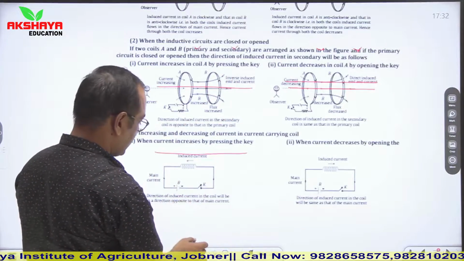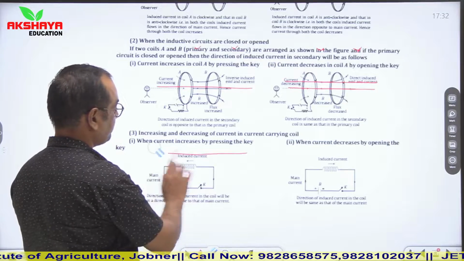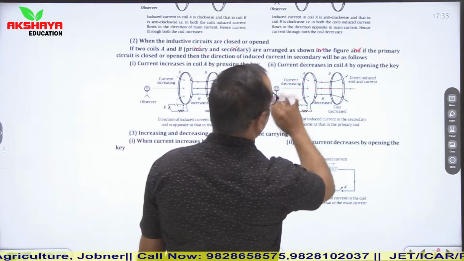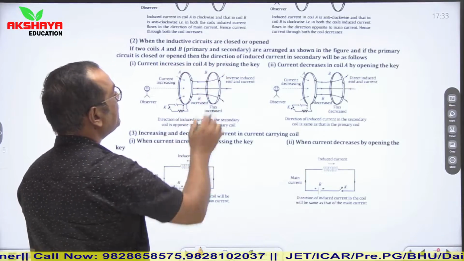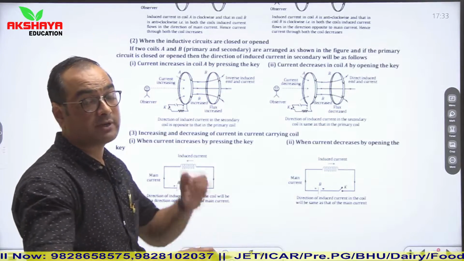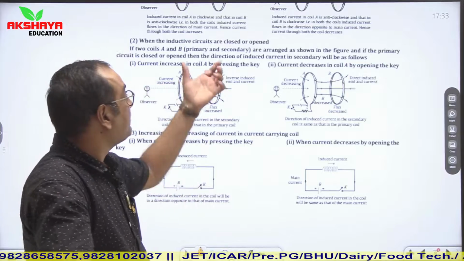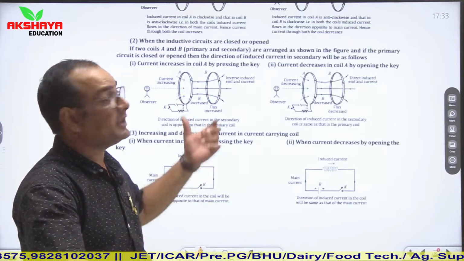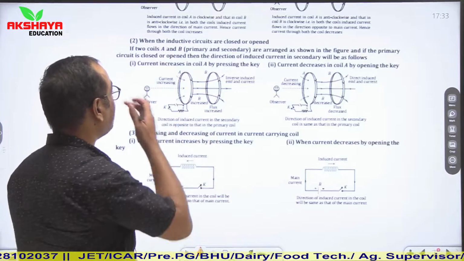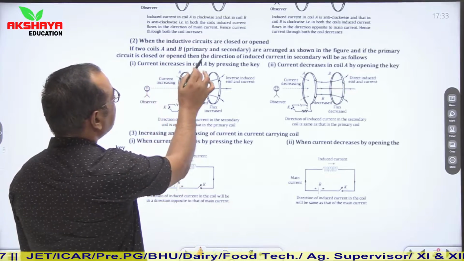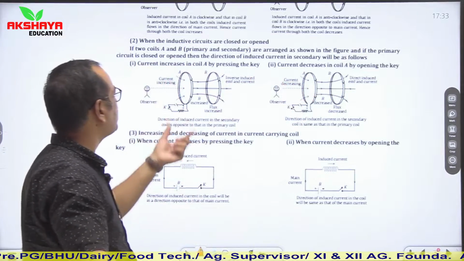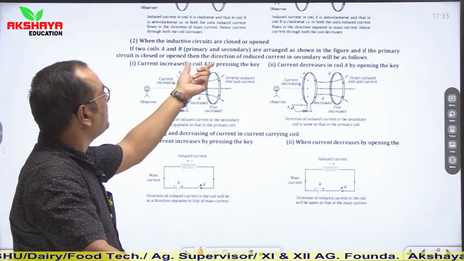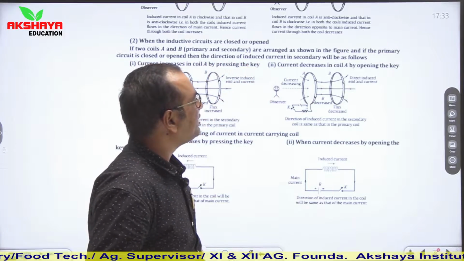Now let us talk about the next concept. When inductive circuits are closed or opened, so wherever induction is there and that circuit is either closed or opened, what will happen? If two coils A and B are arranged as shown in the figure, and the primary circuit is closed or opened, then the direction of induced current in the secondary will be as follows.